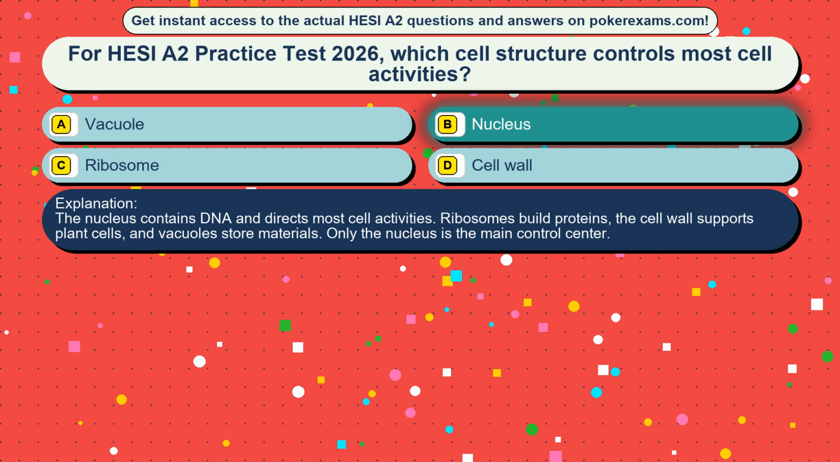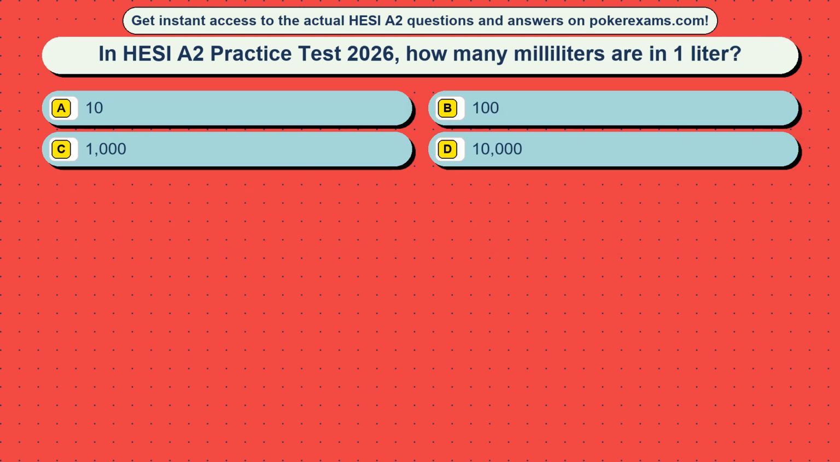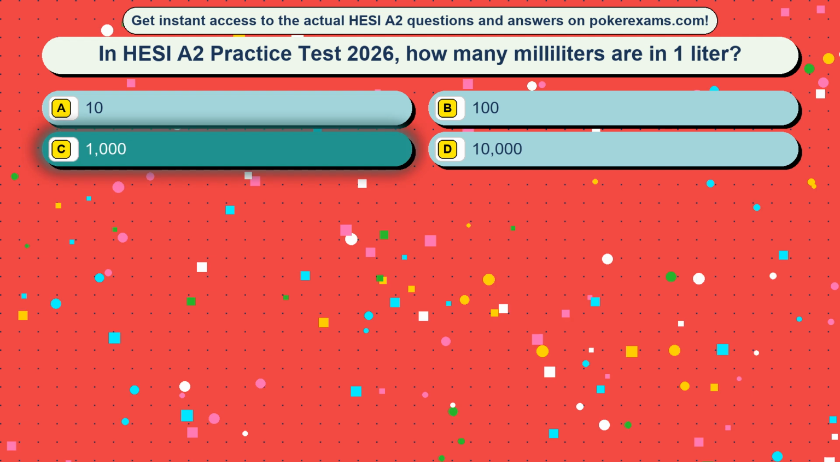Only the nucleus is the main control center. Question 13. In HESI A2 Practice Test 2026, how many milliliters are in 1 liter? Option A, 10. Option B, 100. Option C, 1000. Option D, 10,000. The correct answer is option C, 1000.